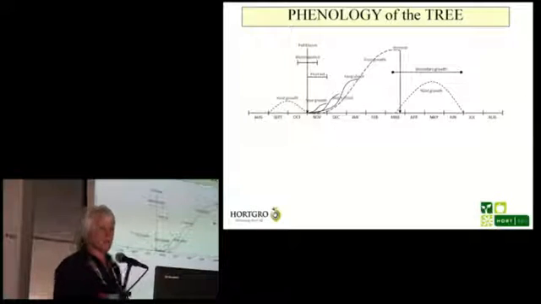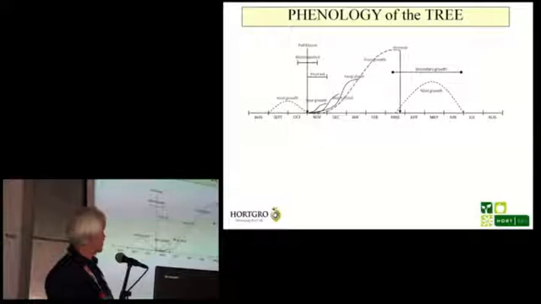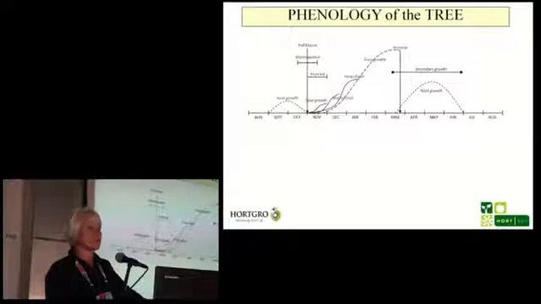Then we have a period that we call a period of secondary growth. This is the time of the season where the tree actually increases in girth, so your trunk grows, and your individual branches and limbs on the tree will increase in thickness. So this also happens during the autumn period mostly.